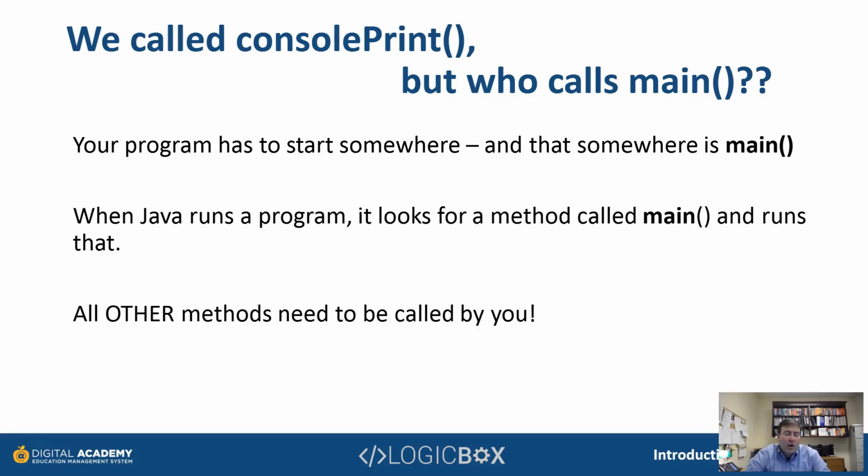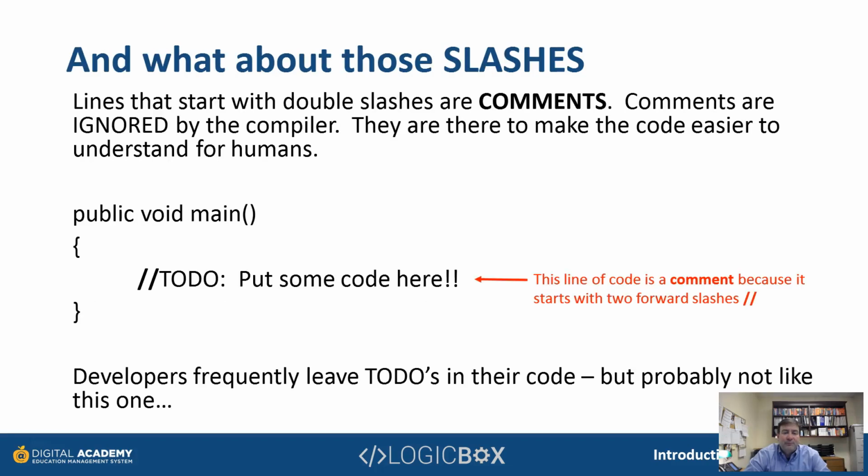So we called the console_print method, but who calls the main method? As we discussed earlier, when you run a program, the computer looks for a method called main and it starts there. The main method is called automatically when you run the program. Any other method needs to be called by you.